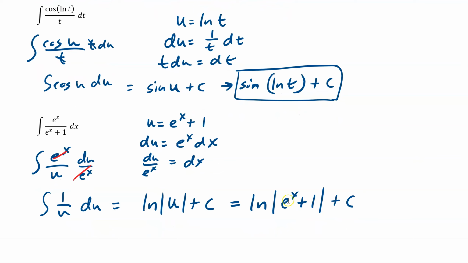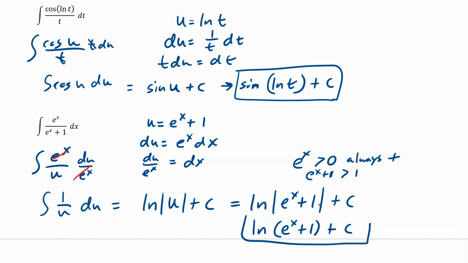Now, this one. Can e to the x plus 1 be negative? No, e to the x is always greater than 0. So e to the x is greater than 0. It's always positive, right? So if we have always positive plus always positive, right, then we know that e to the x plus 1 is also greater than 0. In fact, this is going to be greater than 1 because we're adding 1. So we can now take that absolute value and change it to a parenthesis instead.